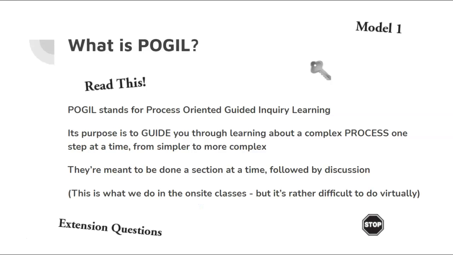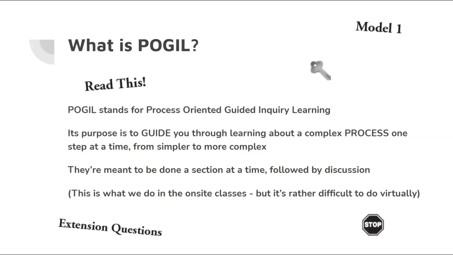So the big thing that you need to know about POGIL is that POGIL stands for Process-Oriented Guided Inquiry Learning, okay? And the whole idea behind the POGIL is to help guide you through learning about some kind of complex process, one step at a time, from simpler to more complex. And at the end of it, hopefully you've learned enough about that process, whatever it happens to be, to be able to apply it in a situation that you might use it in your learning with your topic that you're learning about.